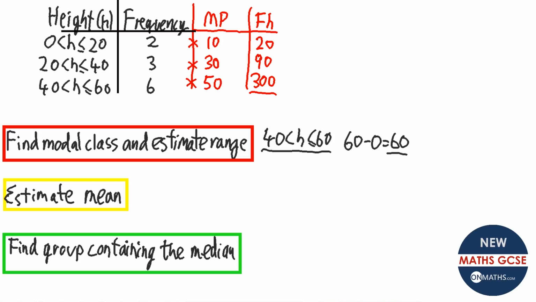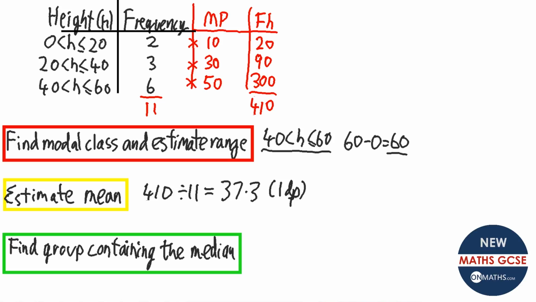Okay, let's add these up. 410. And then let's add up our frequencies. So that's going to be 11. Then to find the mean, I do 410 divided by 11, which using the calculator is going to be 37.3 when rounded to one decimal place. Okay, it might tell you in the question what it's rounded to. If not, just round it to something sensible.